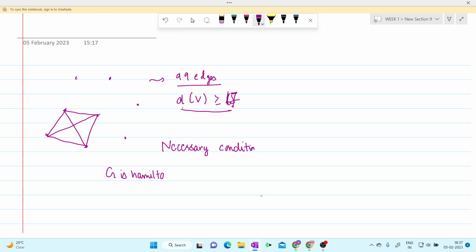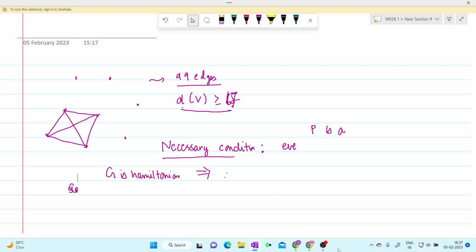G is Hamiltonian implies that thing. By necessary condition we mean that every Hamiltonian graph should have that condition. If something is a necessary condition, suppose P is a necessary condition, that means every Hamiltonian graph should have that property P.